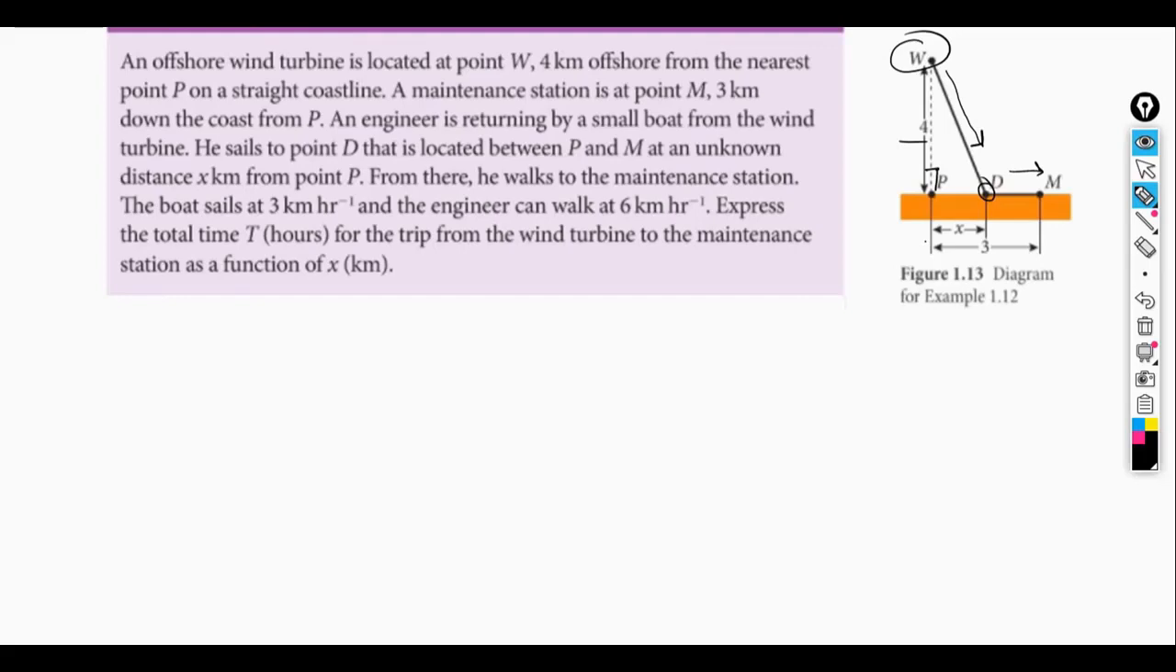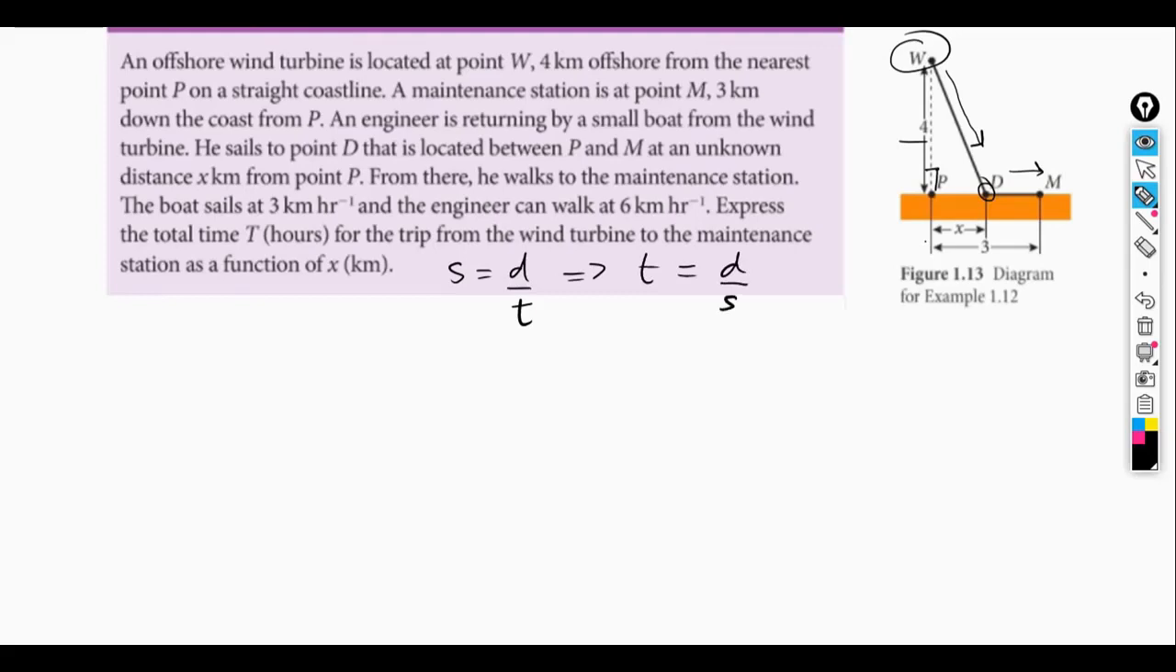The boat sails at 3 kilometers per hour, and the engineer can walk at 6 kilometers per hour. Express the total time T in hours for the trip from the wind turbine to the maintenance station as a function of x kilometers. For this, we have to remember that speed is equal to distance over time. Therefore, time is equal to distance divided by speed.